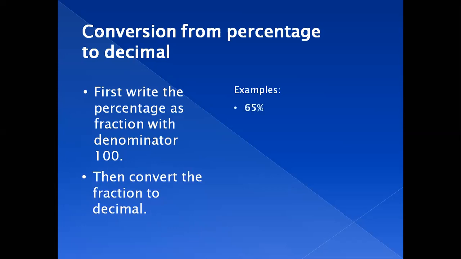The first example is 65%. First, we have to write this percentage into a fraction. And for this, we will write it as 65 out of 100 because the rule says that we have to write 100 in the denominator. All right. Then we will simply move the decimal point backward towards the left. And how many times will we move? 2 times. Because 100 has how many zeros? 2 zeros. So my answer is 0.65.